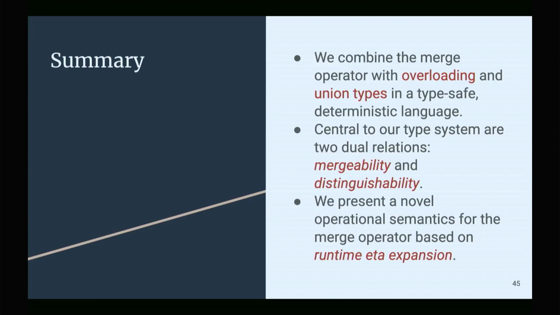So, in conclusion, FCO shows how to combine the merge operator with overloading and union types, while keeping everything type safe and deterministic. The key ideas in the type system are mergeability and distinguishability, and the key idea in the operational semantics is to expand type annotations at runtime.